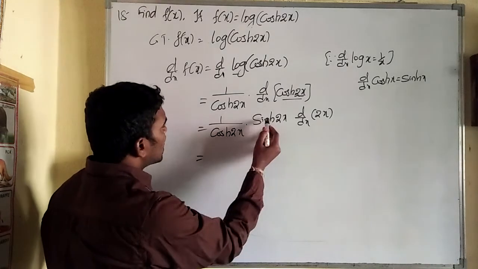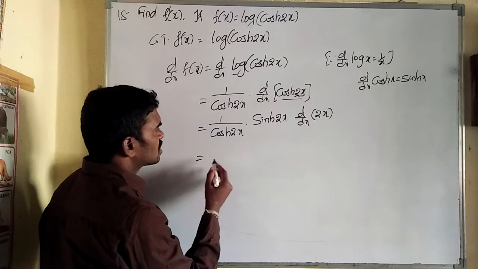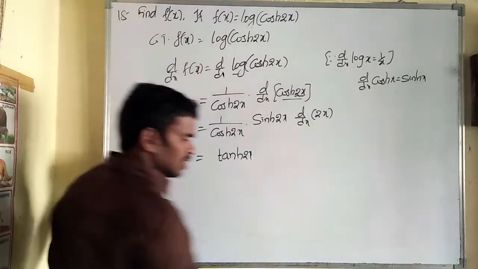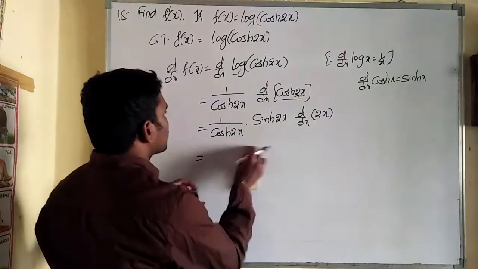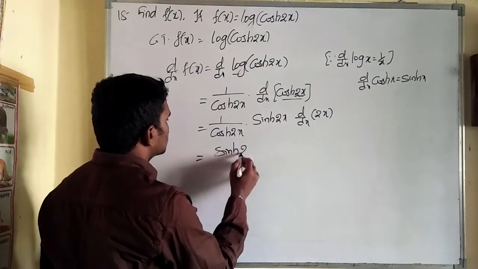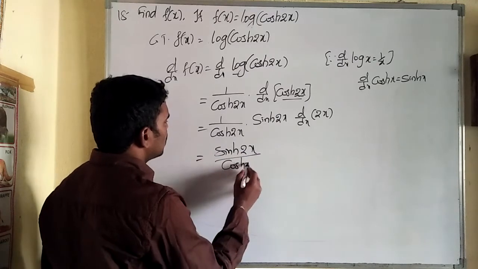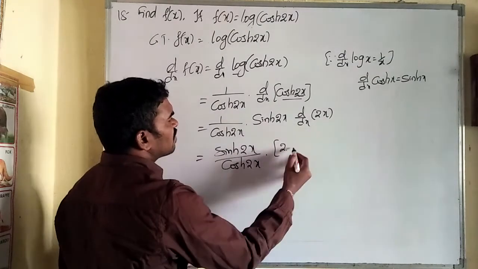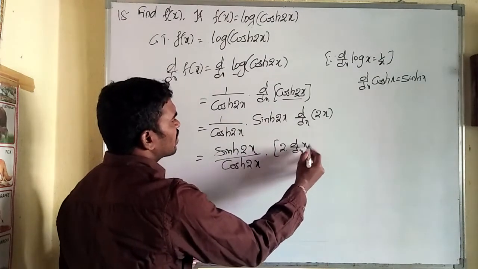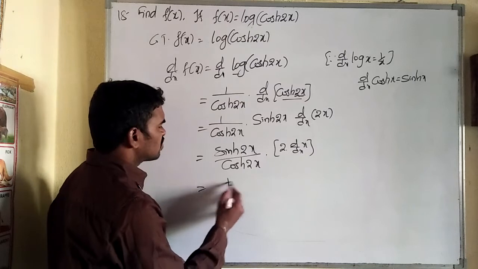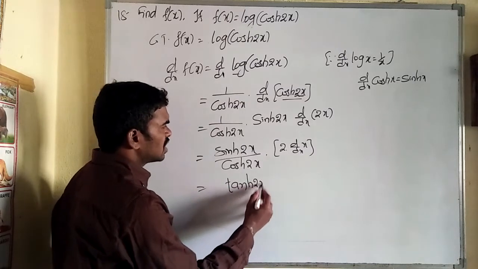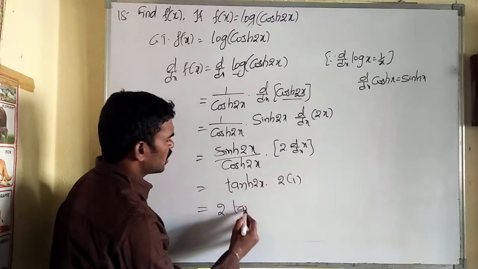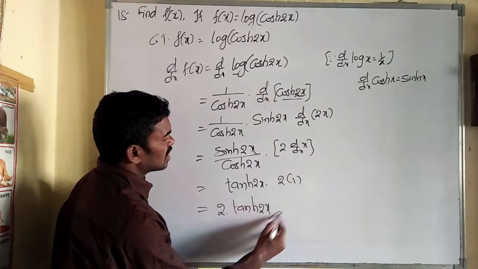Now this is sinh 2x by cosh 2x, so immediately we can write tanh 2x. Otherwise, write one more step: sinh 2x by cosh 2x into 2, since outside we can write the derivative of x, which is 1. So 2 into d by dx of x. Sin by cos means tan, so tanh 2x into 2 into 1. So 2 into 1 is 2, and the answer is 2 into tanh 2x. This is the answer.